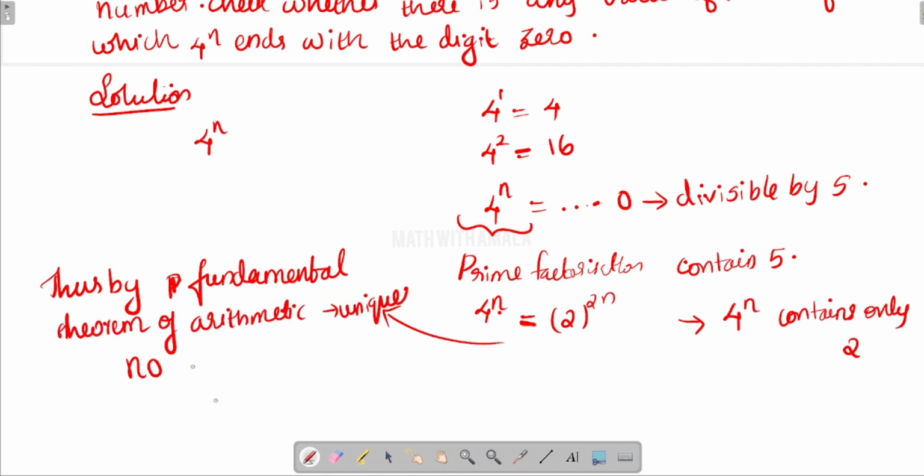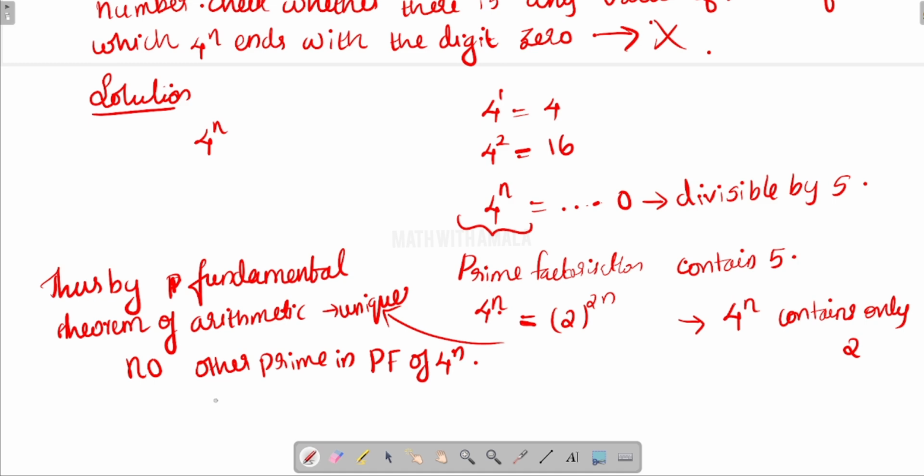Thus, by the fundamental theorem of arithmetic, you can say that this representation of 4 raised to n as 2 raised to 2n is unique. No other prime is there in the prime factorization of 4 raised to n. So this is a unique factorization. Hence, this uniqueness proves that there is no possibility of 0 at the end for numbers of the form 4 raised to n.